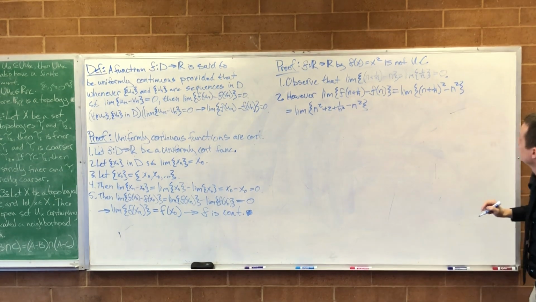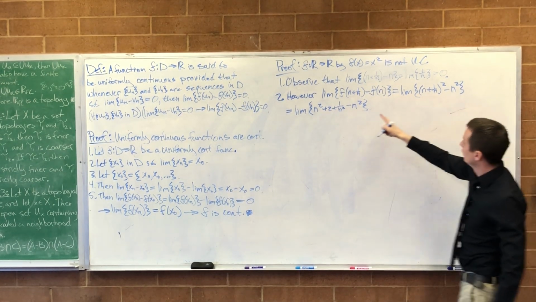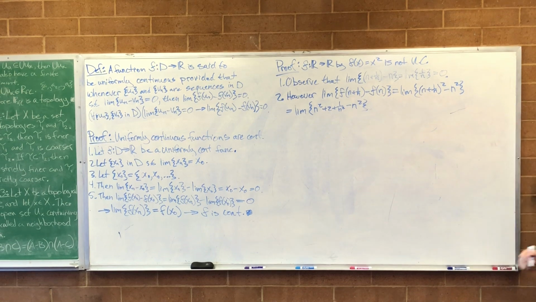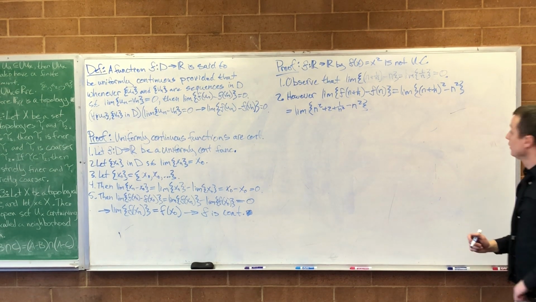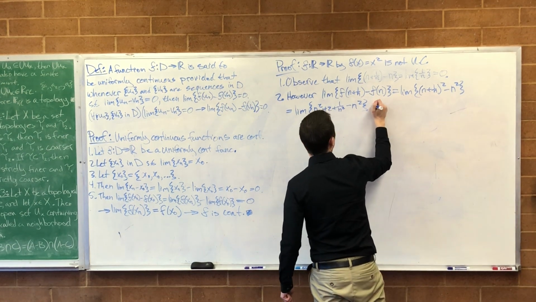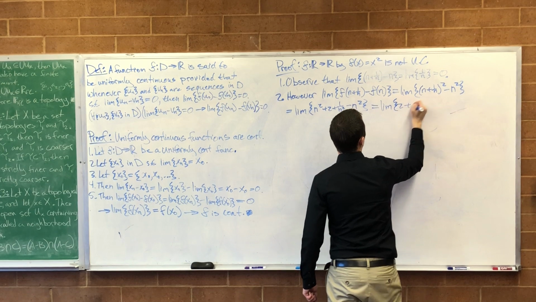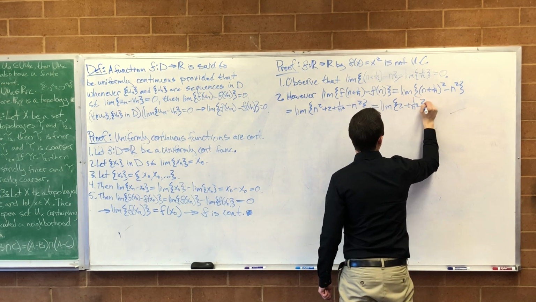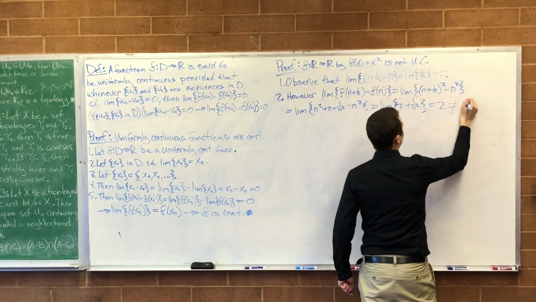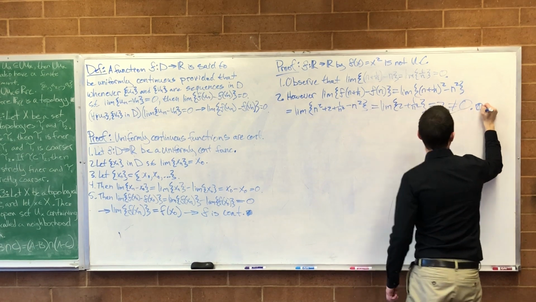Right? Minus n or n squared? N squared. Oh, I wrote n squared. If I said n, that was a mistake. See the expansion there? And then that is equal to the limit of 2 plus 1 over n squared, which is equal to 2, which is not equal to 0. And we're done.